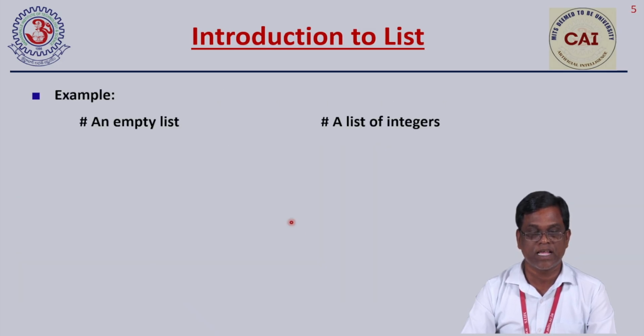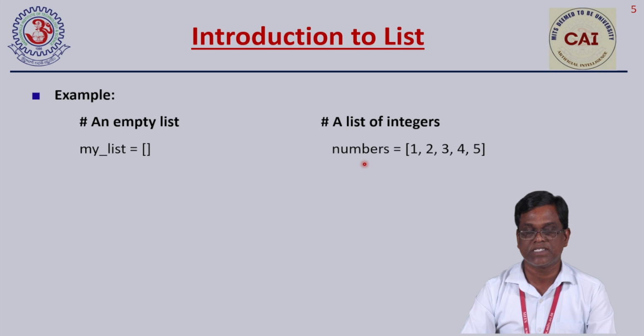Here is an example of how to create a list. The first thing is a list of integers: numbers is equal to 1, 2, 3, 4, 5. So this is a list. These elements are represented within the square braces. Now it is a list of integers. And here we have an empty list: my list is equal to square braces without any elements. So it is an empty list.